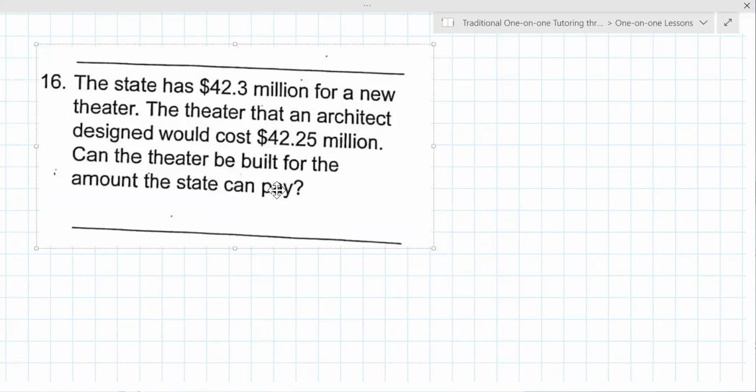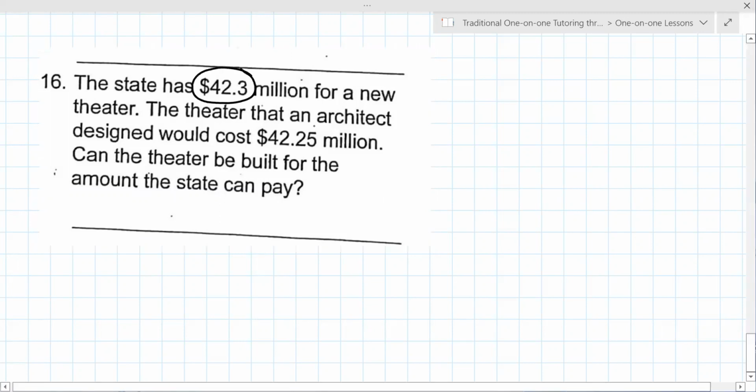Okay, so the state has 42.3 million for a new theater. The theater that an architect designed would cost 42.25 million. Can the theater be built for the amount the state can pay? Basically, this question is asking, is what they have greater than what they're going to spend? Before you answer, you have to line them up. And what goes in the missing position when you line them up? You put the 0.